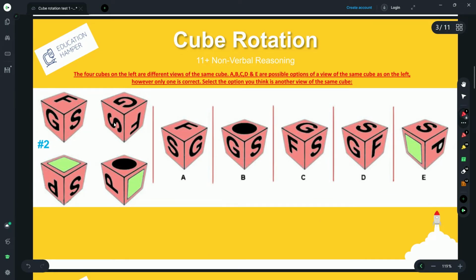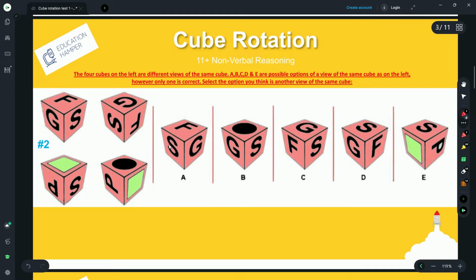Right, question 2, same setup as question 1. We look at the 4 options on the left, and then we try and figure out which one's correct. So pause the video and have a go yourselves. And in terms of the solution, let's work through each of these squares.